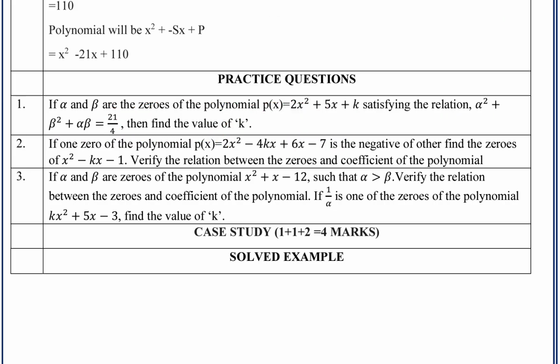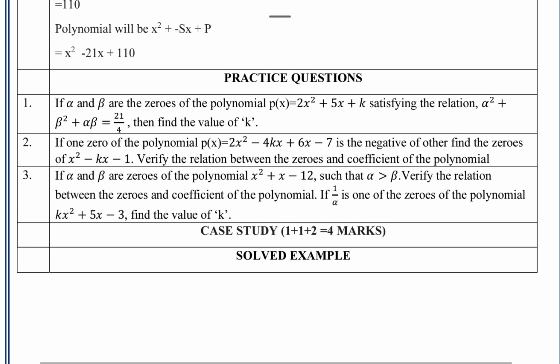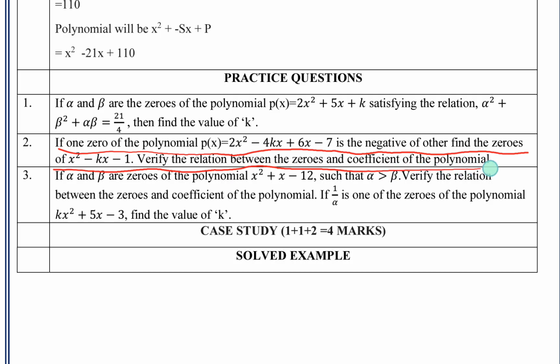Then second question, if one zero of the polynomial p of x equals to 2x square minus 4kx plus 6x minus 7 is a negative of other, find the zeros of x square minus kx minus 1. Verify the relationship between the zeros and the coefficient of the polynomial. That is answer is 2 and minus 1 by 2.